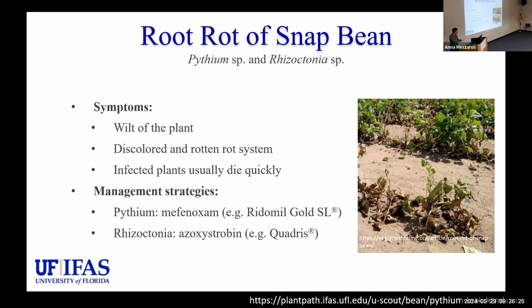That's really bad. Now for this disease, root rot, the management strategy that I could find listed was chemical control. Now, it's important to keep in mind that actually Pythium is not a true fungus, okay?